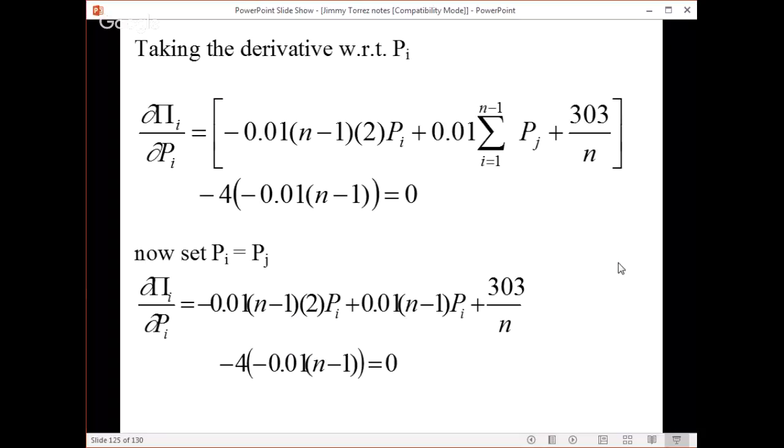Now, I'd like to set PI equal to PJ. Once I have that profit maximizing point, I can assume that everybody's going to charge the same price. So now I have 0.01 n minus 1 times PI plus 0.01 n minus 1 PI. So it's a little different now, they just don't cancel. Of course, plus 303 over n minus 4 times 0.01 n minus 1.